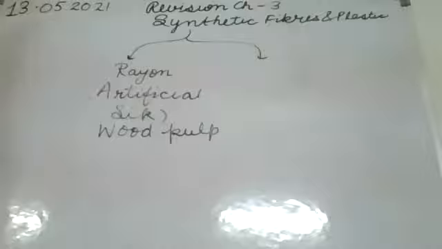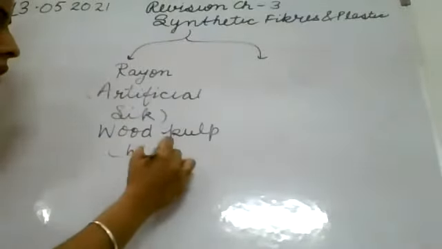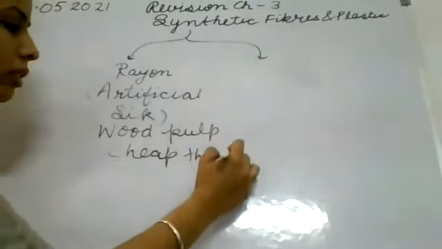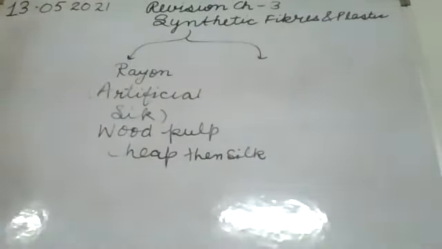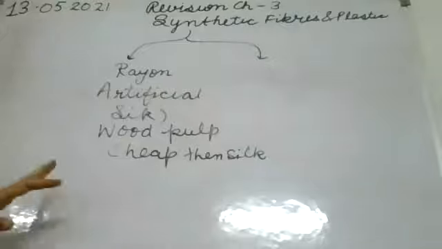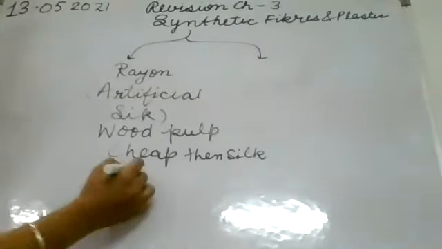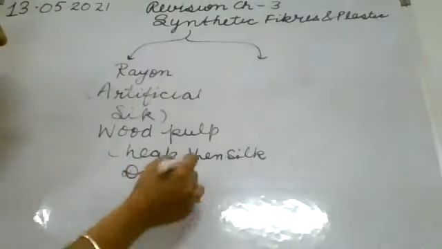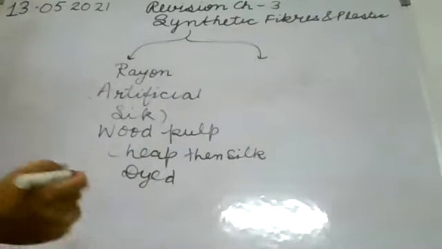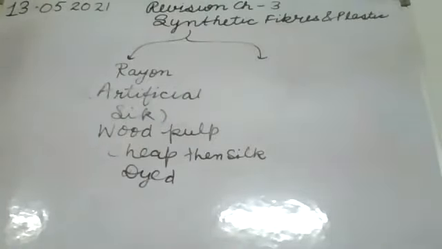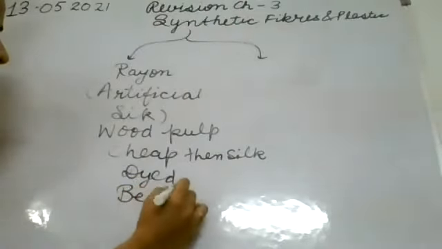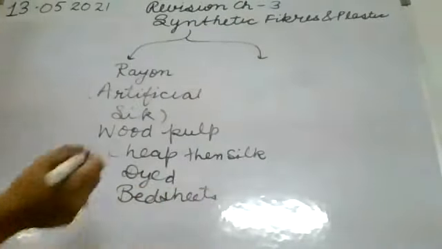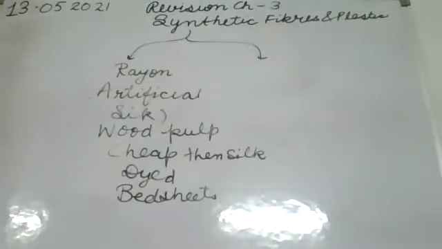It is cheaper than silk, and it can be dyed in many types of colors. It is used for making bed sheets and clothes also. Nowadays clothes are also made of rayon. Clear?